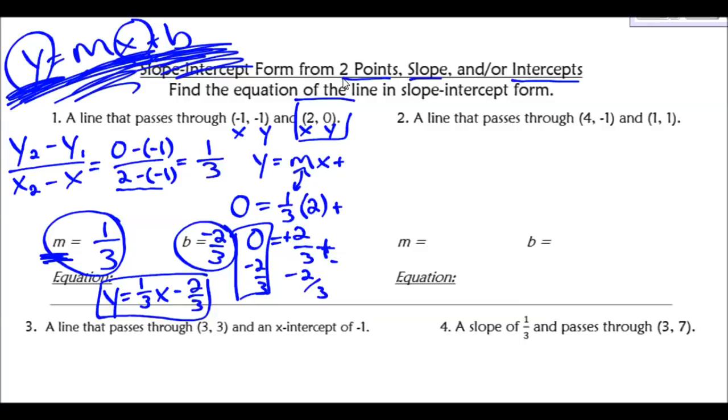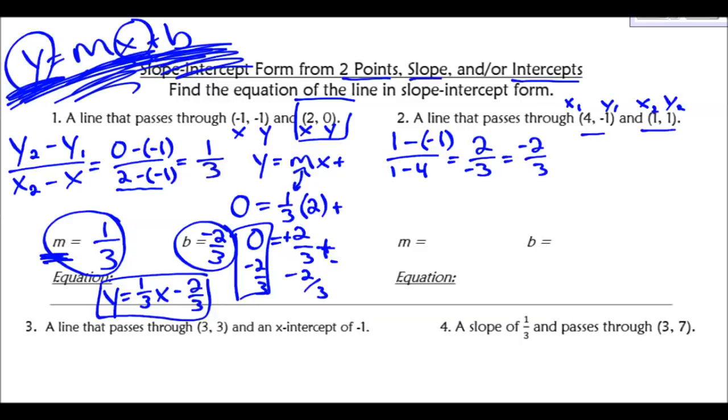All right, second one's saying a very similar thing. We're trying to find a line that passes through that point and that point. Okay, so again, I'm going to use that same equation: y2 minus y1, that's negative 1, over x2 minus x1. That's 1 minus 4. That could be 2 on top and a negative 3 on the bottom. I'm going to change that into negative 2 over 3.